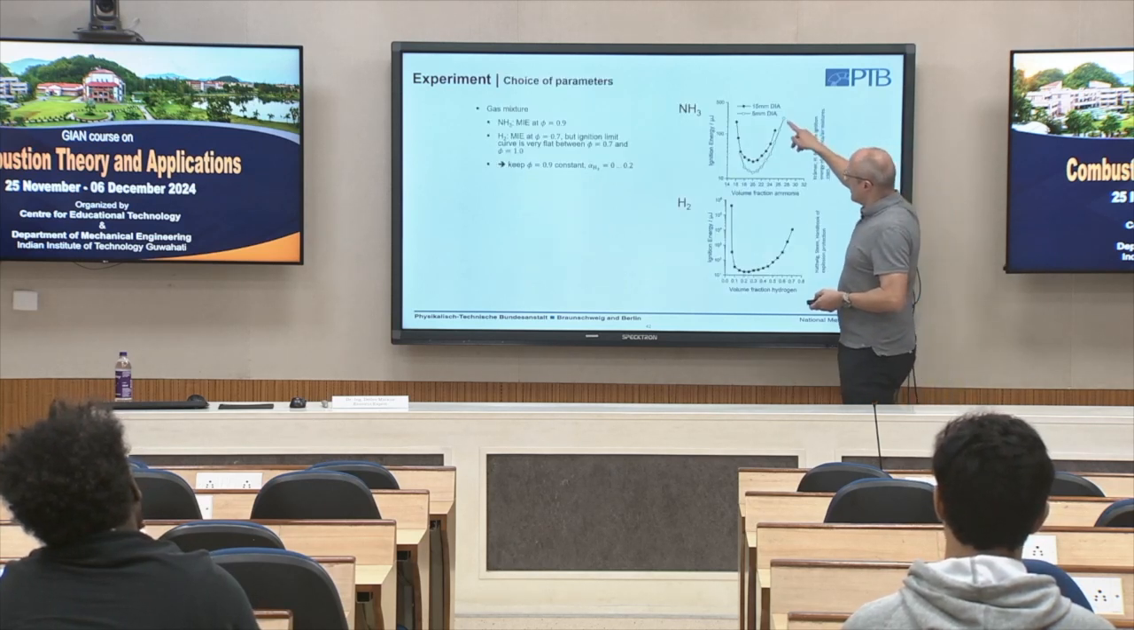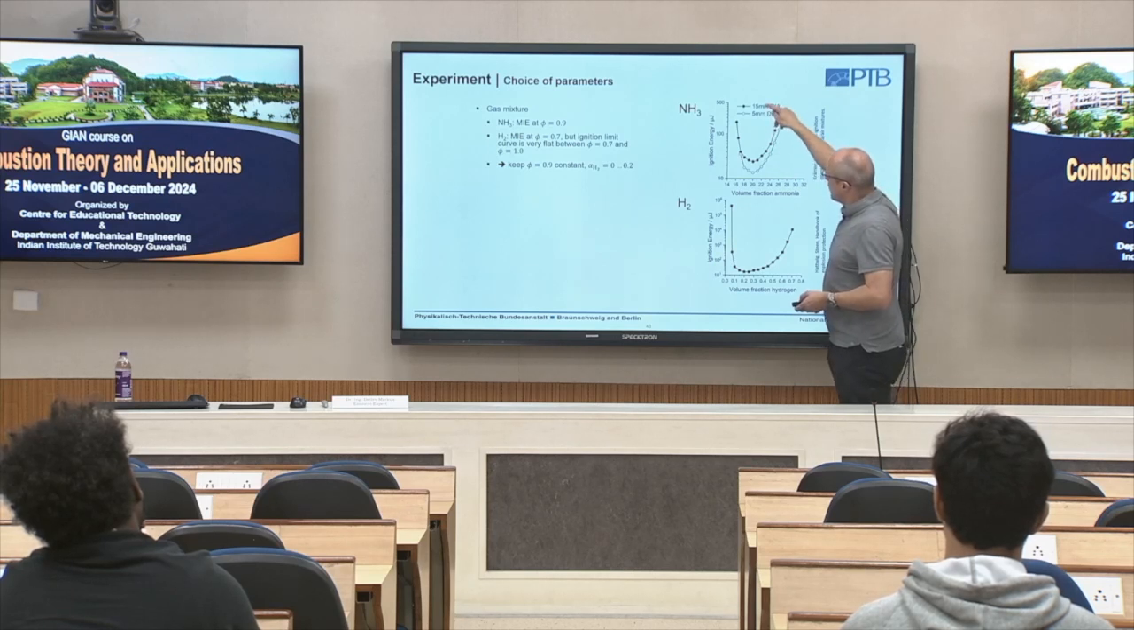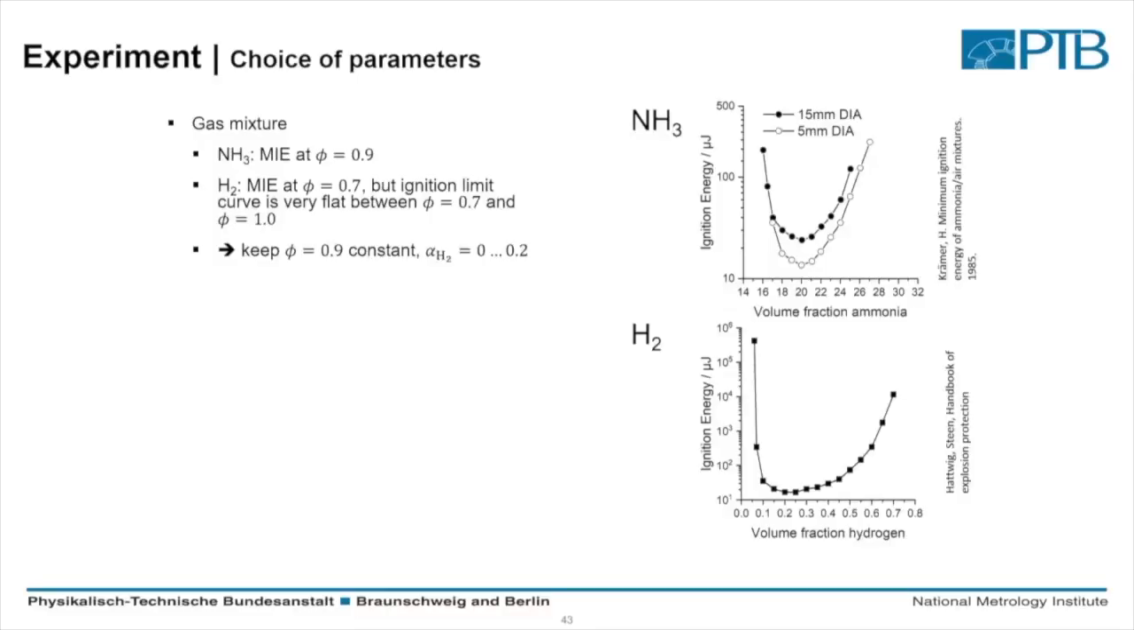So here we see the minimum ignition energy of ammonia for two different distances, 5 millimeter distance and 50 millimeter distance. No, this is an electrode diameter, so larger electrodes are here. And here we see the minimum ignition energy at around 21%, so that means an equivalence ratio of 0.9.